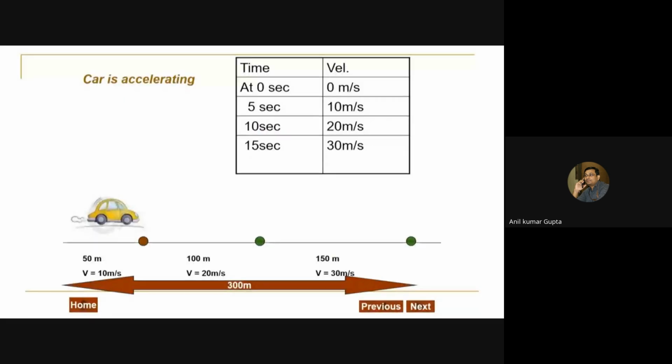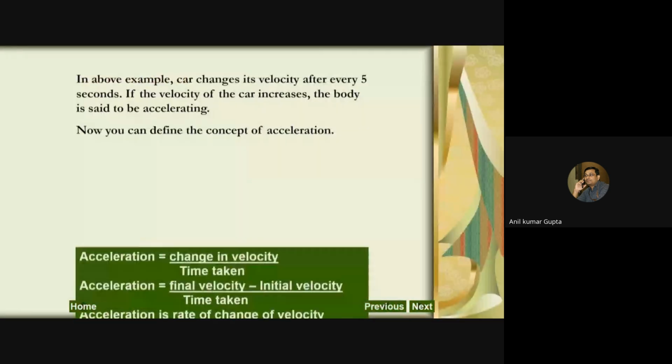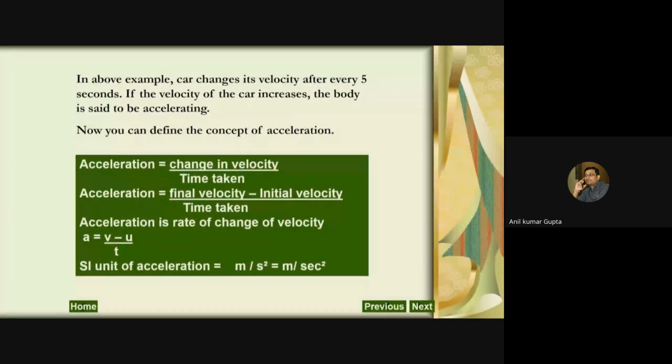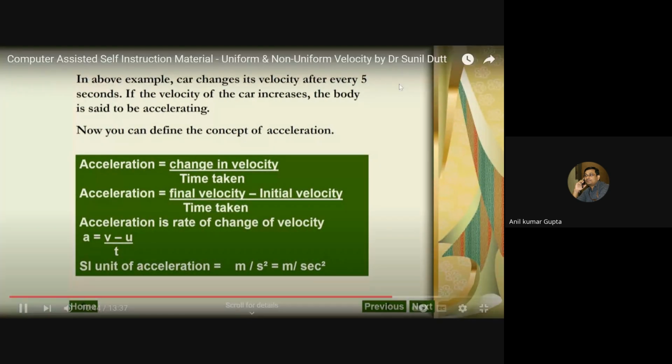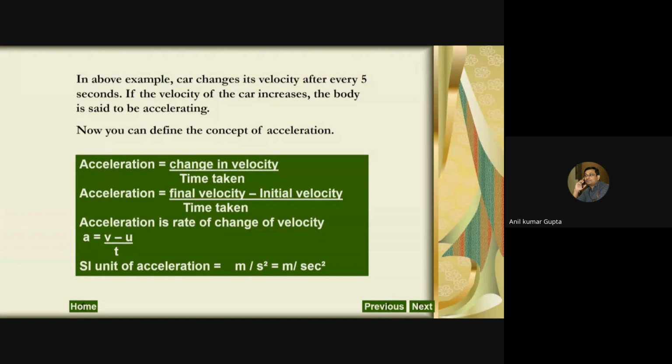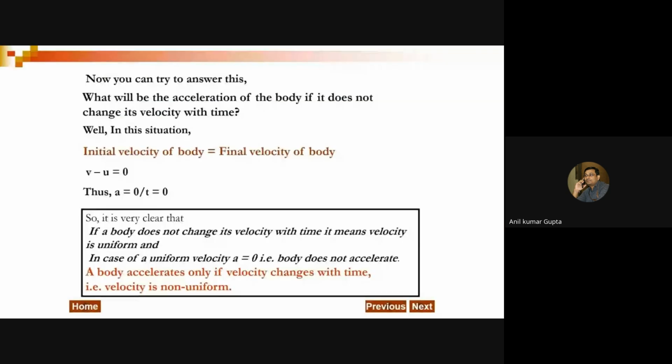Now next, the car is accelerating. So again, there is some animation. The data is given. In the above example, the car changes its velocity after every 5 seconds. If the velocity of the car increases, the body is said to be accelerating. Now you can define the concept of acceleration. Now the formula is given in a rectangle and a different font color, different font type. Next. Now you can try to answer this. So again, there is one question given here. Now you can move to the next slide.